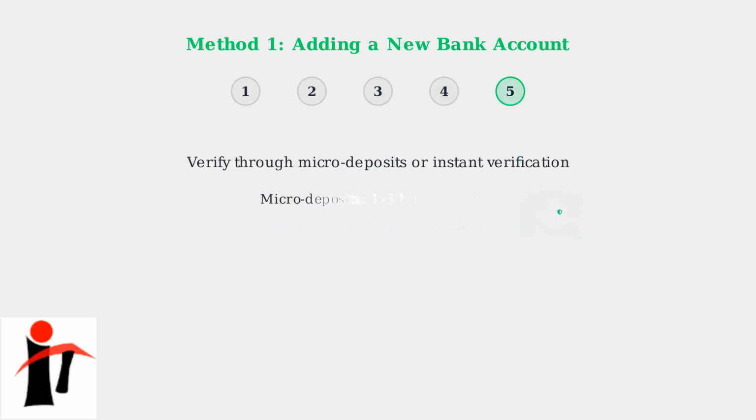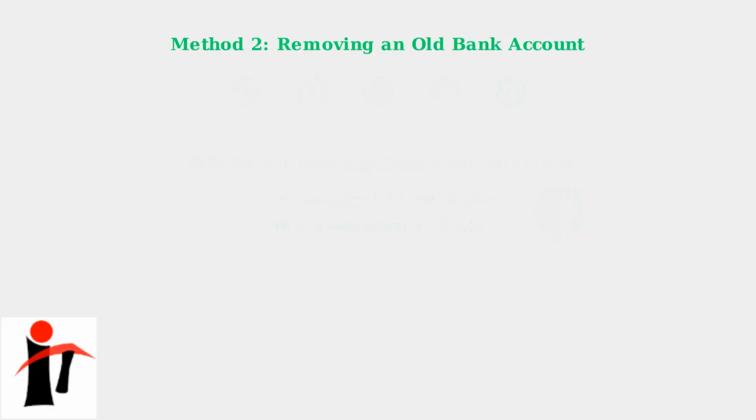Step 5. Verify your account through either micro deposits, which take 1 to 3 business days, or instant verification if your bank supports it. This ensures the account belongs to you. Now let's cover how to remove an old bank account. This is a simpler process with 4 steps, but requires careful consideration.